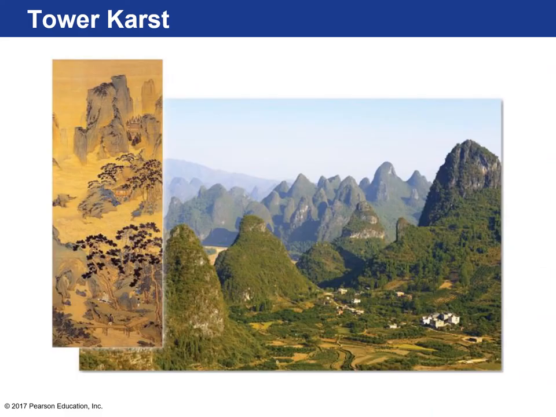And then here's your example of tower karsts. You see this in Southeast Asia. This whole landscape was limestone, and then the water slowly preferentially dissolved areas in between these tower karsts and just dissolved these areas faster and left behind these jagged peaks. And we call those tower karsts. There's some beautiful art as a result of this kind of unique landscape that was carved by groundwater.